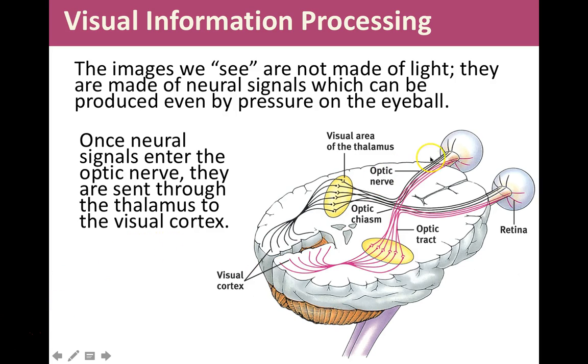Okay, so here we are. The retina is okay, and you can see the optic nerves, and the thalamus being the relay center, getting all that stuff. Okay, the visual area of the thalamus, getting all of this over to the visual cortex where it can be processed further.